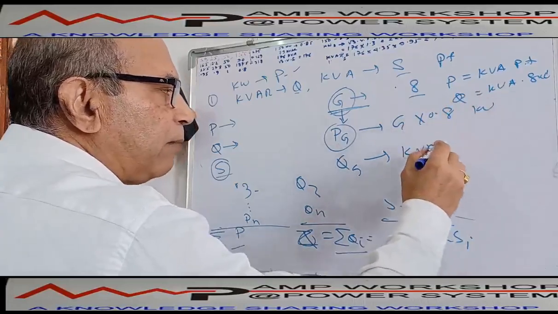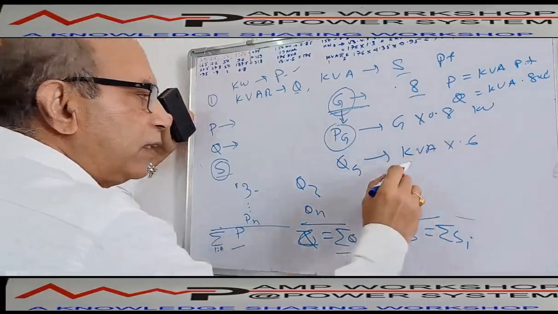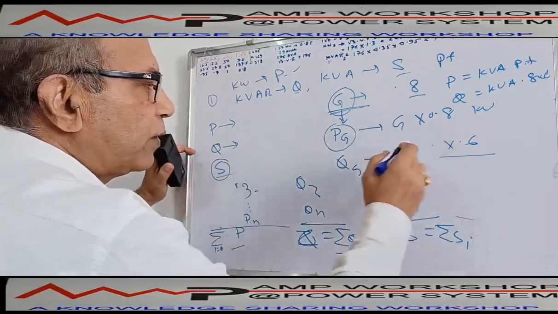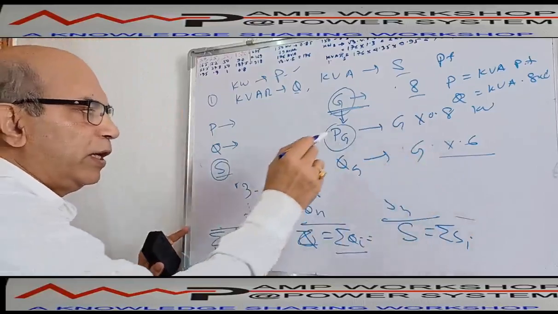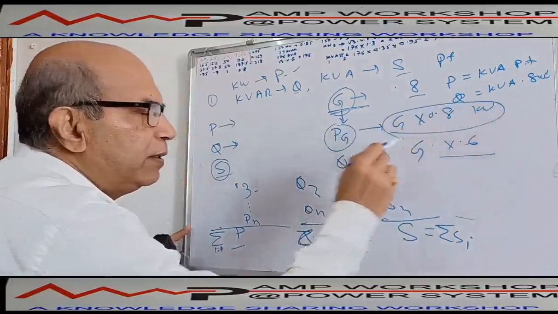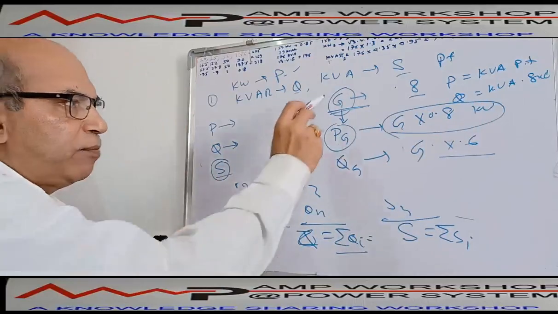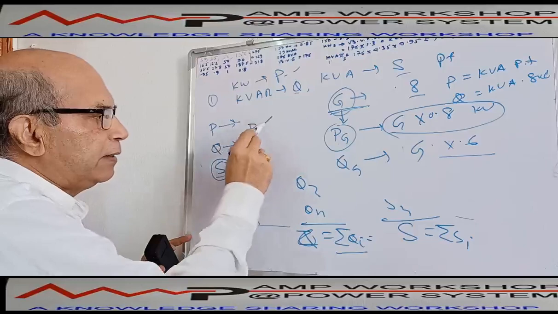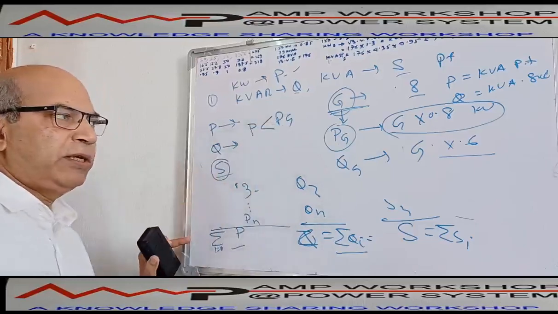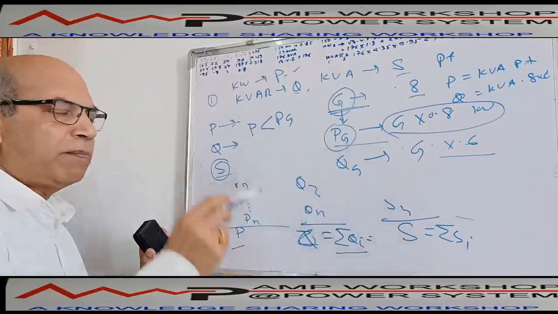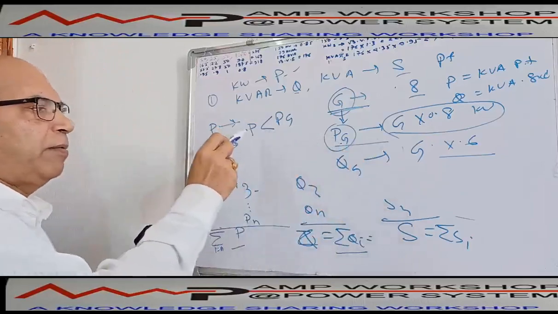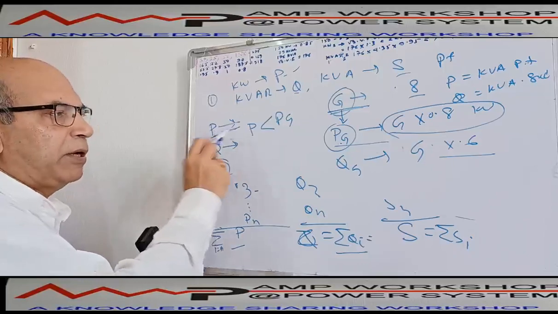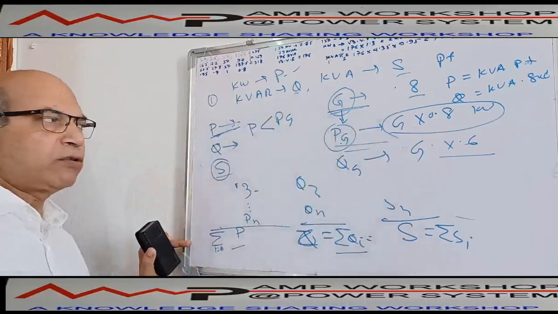Cos phi is 0.8, so sin phi equals 0.6. So this is the kVAr it can produce, that is G into 0.6. Now we will check the amount of active power it can produce, whether it meets the requirement. If this PG is more than the load's P, what does it mean? That means the power produced by the generator is capable of giving the active power, then the generator active power sizing is all right.